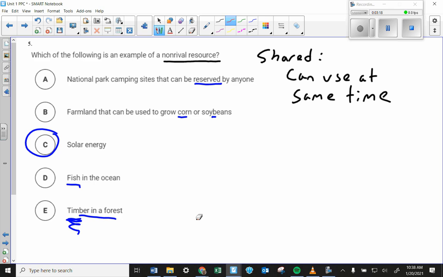Okay, number 5. The thing here is, what does non-rival mean? Non-rival means that we can use it at the same time. So A is wrong because if I reserve a campsite, you can't use it. B is wrong because if you grow corn, then you can't be growing soybeans at the same time. D is wrong because if I get that fish out of the ocean and eat it, you can't eat it. And timber is wrong because if I cut down that tree, then you can't use that tree either. Solar energy is the correct answer. It is non-rival because we can both enjoy the sunshine at the same time.